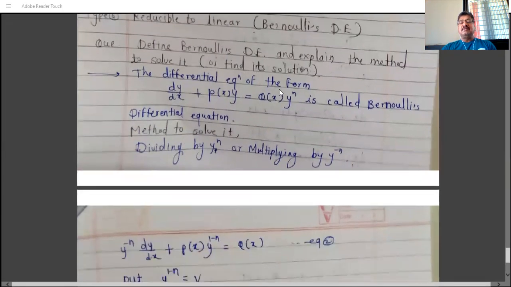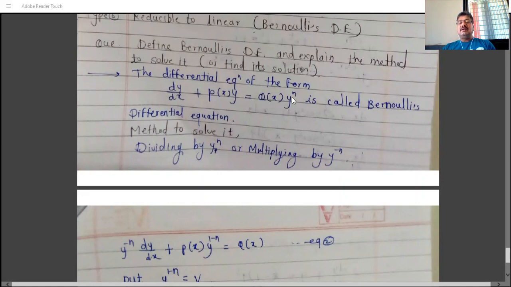So the differential equation of the form dy by dx plus p(x) y is equal to q(x) y raised to n is called Bernoulli's differential equation. So what is the difference between linear differential equation and Bernoulli's differential equation? The linear differential equation is of the form dy by dx plus p(x) y is equal to q(x). What is the Bernoulli differential equation? dy by dx plus p(x) y is equal to q(x). Up to this, linear differential equation and Bernoulli differential equation are the same.